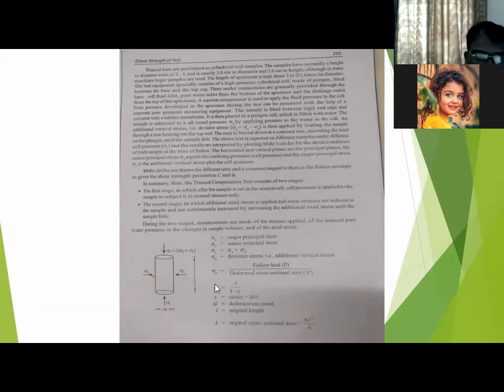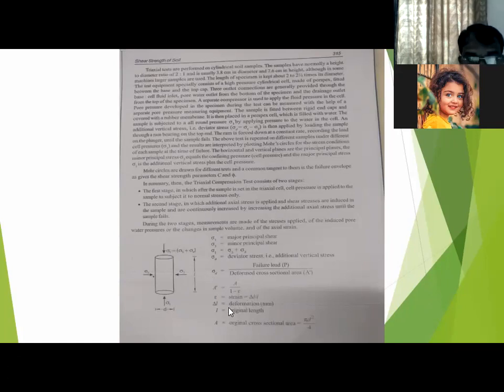डिफॉर्म्ड क्रॉस सेक्शनल एरिया. इसका क्रॉस सेक्शनल एरिया निकालना बहुत इजी है. डायमीटर आपको पता रहता, पाई बाय 4 डी स्क्वायर, pi by 4 d square. But what he wants is, he wants deformed cross sectional area. Means when it fails, the deformed cross sectional area is given by A dash is equal to A upon 1 minus epsilon.